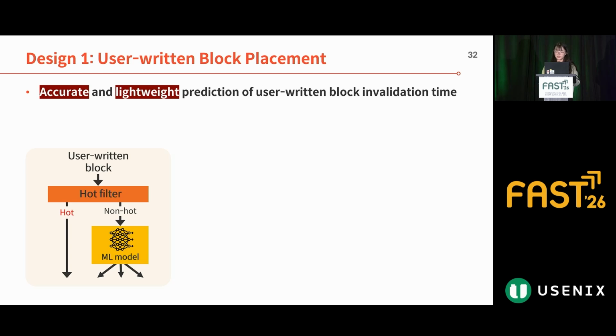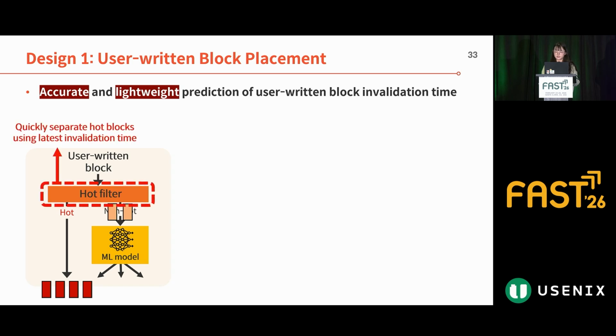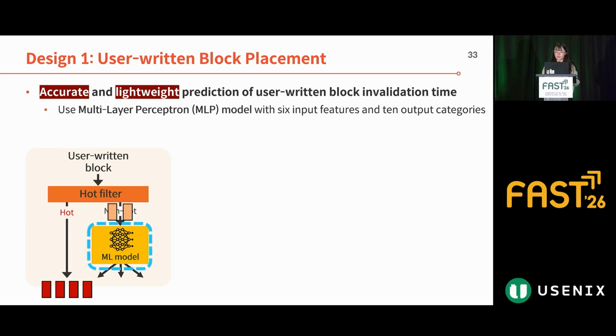DOGI uses a hybrid prediction method to estimate the invalid time of user-written blocks. First, user-written blocks pass through a hot filter, and hot blocks are filtered out separately. Since the hot filter relies on the latest invalidation time similar to CEPID and MIDAS, it provides low prediction latency. For the remaining non-hot blocks, DOGI uses the ML model.